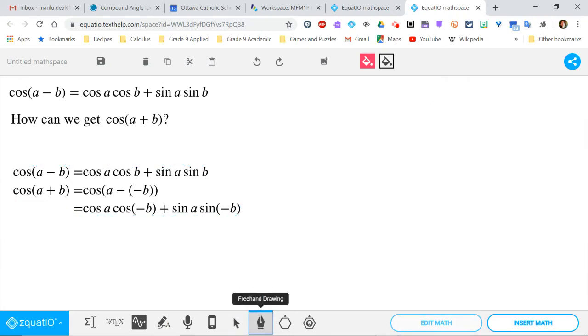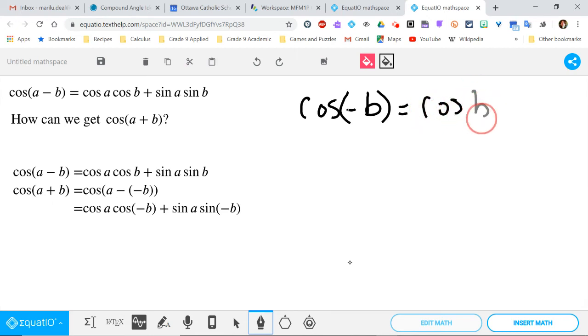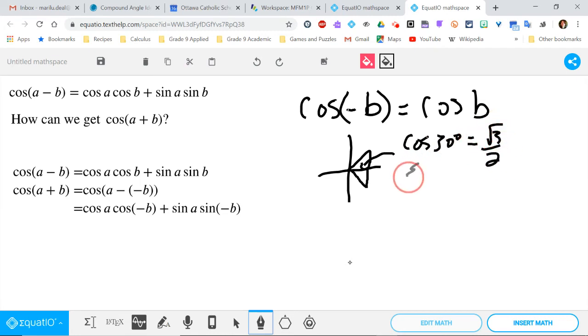We know that the cosine of negative B is equal to the cosine of B. Because remember, if B is here, negative B is here, our x value is the same, so we get the same value. So if I do cos of 30 degrees, I get root 3 over 2. If we do the cosine of negative 30 degrees, we also get root 3 over 2.